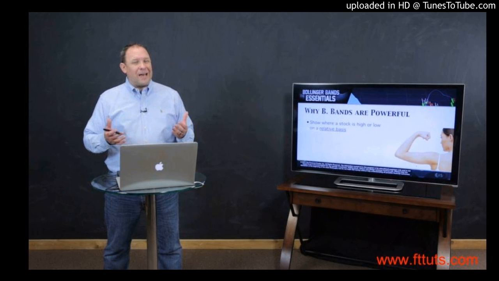M's and W's are smaller variations of double tops and double bottoms. They're really just a fractal of the double top and the double bottom. They're very common. We see them all the time. And Bollingers, of course, provide a really good framework to start identifying those M and W patterns. Let's look at a couple here.